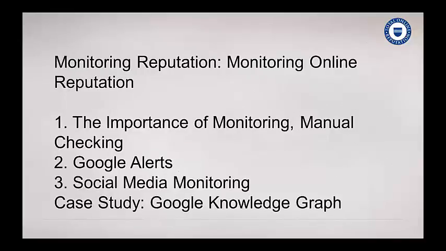The next module is regarding monitoring reputation. You can't fix something if you don't know that there's something wrong. So there are 3 lessons and a case study here talking about why it's important to monitor, how to do manual checks, how to use the power of Google Alerts, and how to do social media monitoring. The case study is on Google Knowledge Graph, and we'll delve into that a little bit more. It's really interesting stuff.